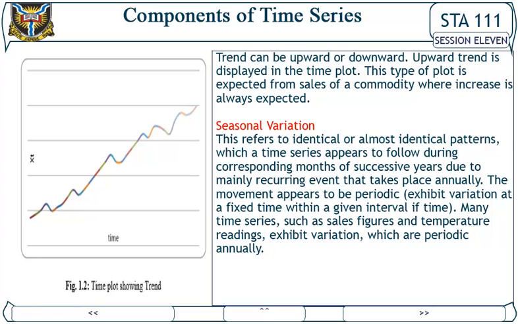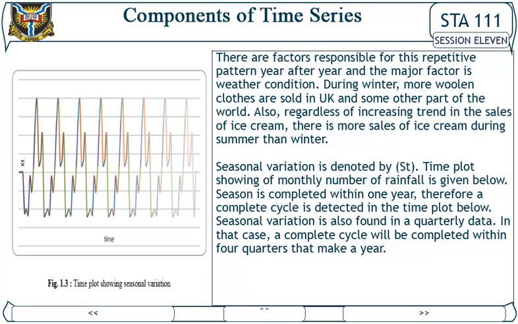Many time series, such as sales figures and temperature readings, exhibit variation which is periodic annually. There are factors responsible for this repetitive pattern year after year, and the major factor is weather condition. During winter, more woolen clothes are sold in the UK and some other parts of the world. Also, regardless of increasing trend in the sales of ice cream, there is more sales of ice cream during summer than winter. Seasonal variation is denoted by S_t.